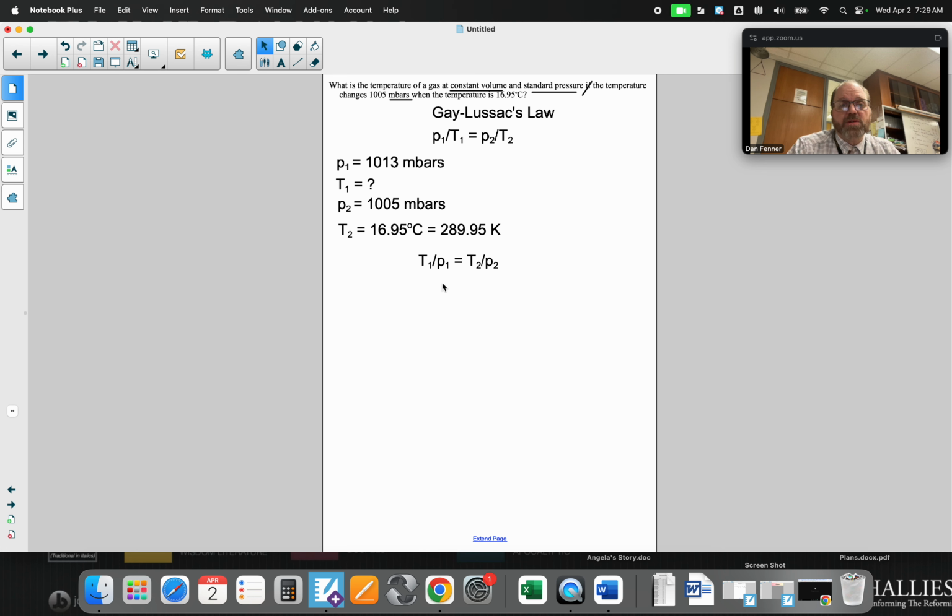It's going to be on top. So we go from denominator to numerator. Or think about division, it's going to go from dividing to multiplication. So we go on the other side, right? P2 over T2. And then that P1 is going to have to come up. So our equation is going to be T1 is equal to T2 P1 all over P2. Put our values in then. There we go. 289.95 Kelvin times 1,013 millibars all over 1,005 millibars.